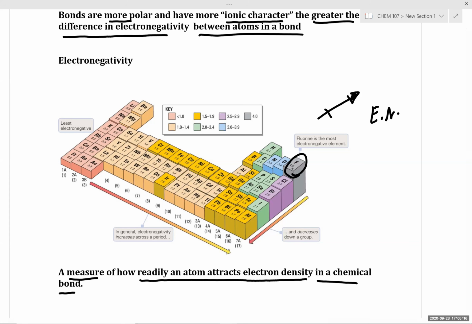Do these concepts look familiar to everyone? We actually talked about them in this chapter earlier on. Yes. Okay, perfect.